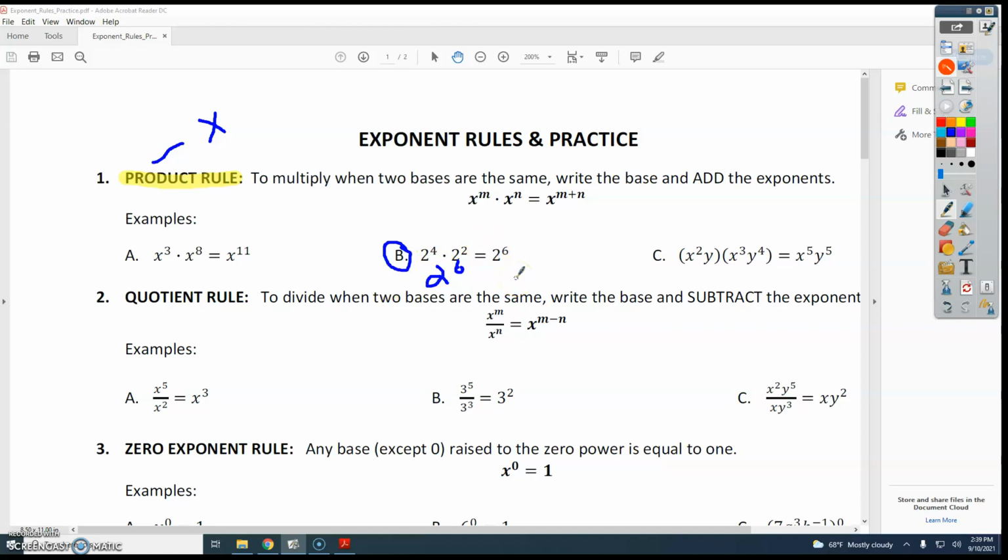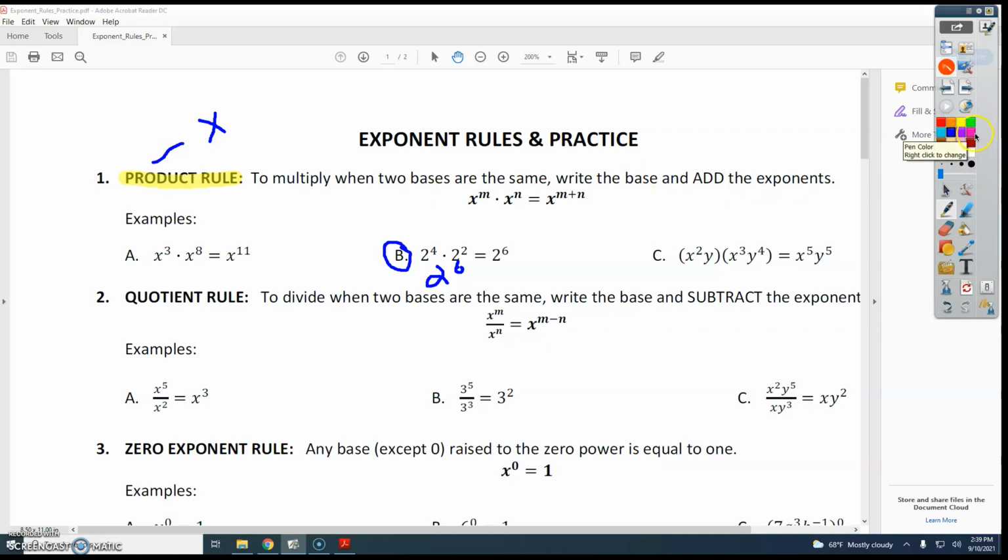So you need to remember in the product rule, with the exponents, you keep the base, which the x is over here, and over here we have a y base. You keep the base, and you add the exponents, right? Over here, that's why we have x to the 11, because 8 plus 3 is 11. Makes perfect sense. So let's move on to the next one.